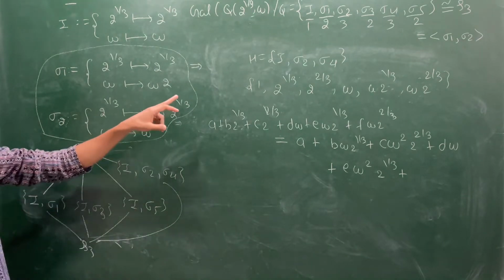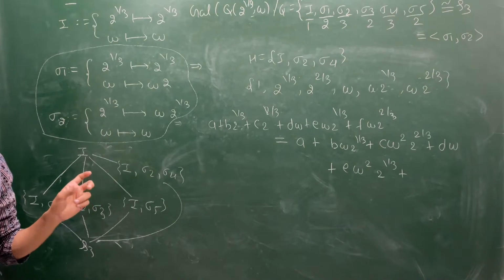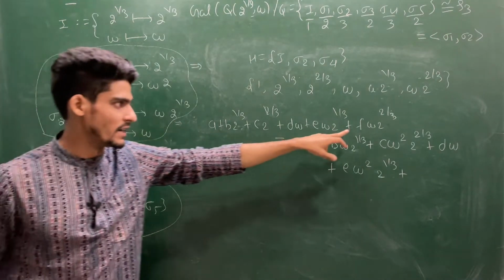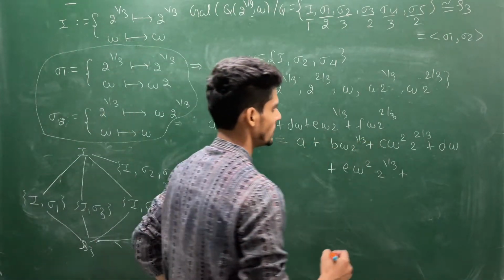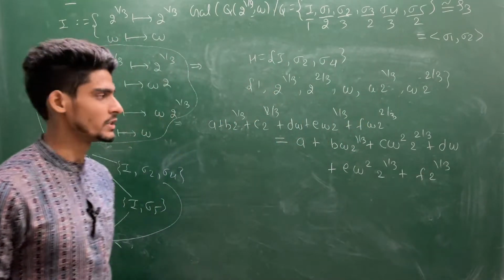See, 2 power 2 by 3 can be thought of as 2 power 1 by 3 whole square. So it will be omega square, and omega is already there, so omega cube, that will be 1. So it will be F 2 power 1 by 3. So you will have this situation.